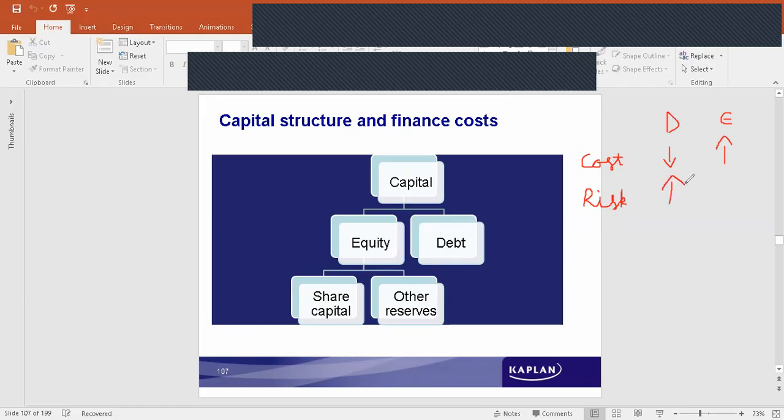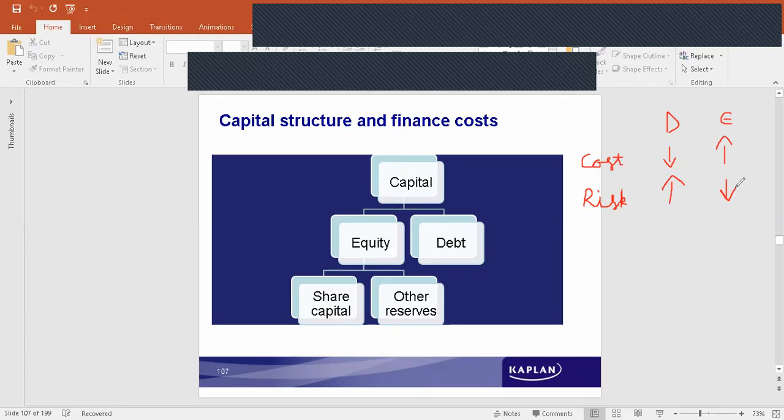So risk is high. No such obligation exists in case of equity capital. When profits are available, only then are dividends paid. Sometimes they are not paid at all. Then there is no maturity period.